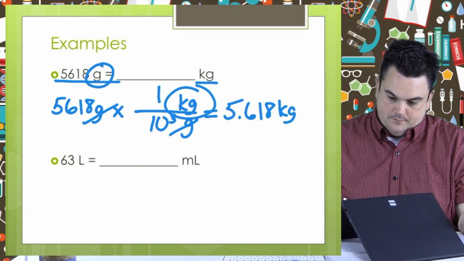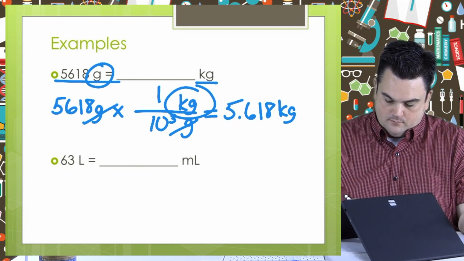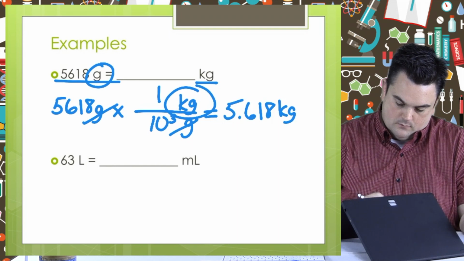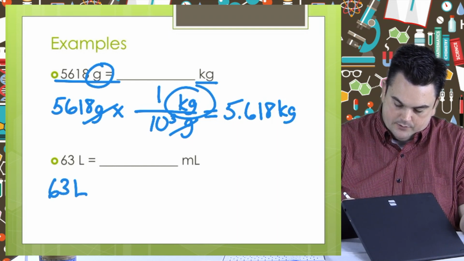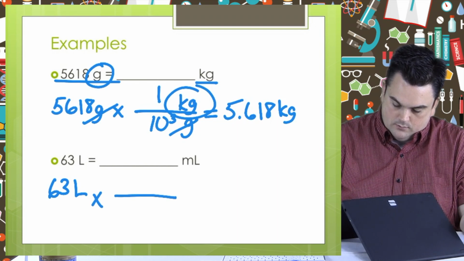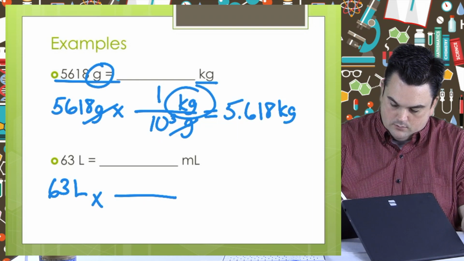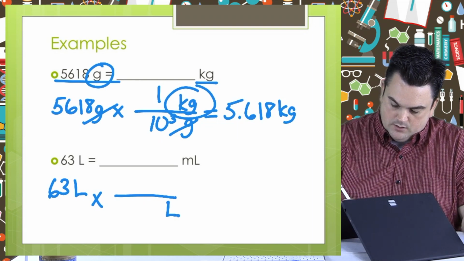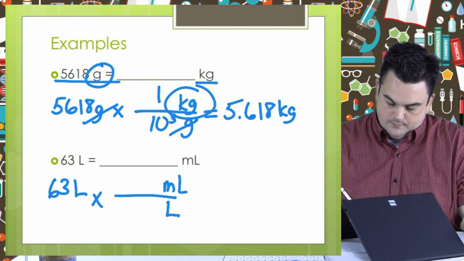Okay. Next we're going to convert 63 liters to milliliters. We're going to follow the same exact procedure as before. So let's write down what we're given. Okay, so I'm given 63 liters. Great, and again, we're gonna multiply by a conversion factor. The unit we're trying to cancel out, the unit we're given, is gonna go in the denominator. So that's liters. Good, and the unit that we want is? Milliliters. Good, that'll go in the numerator.